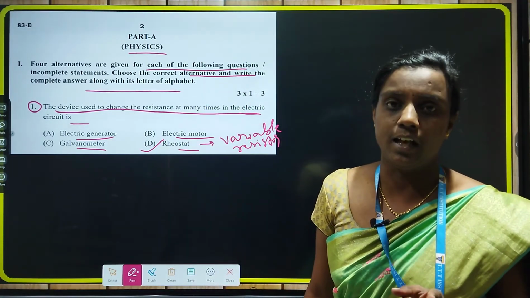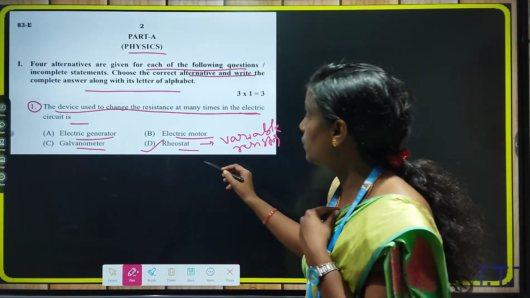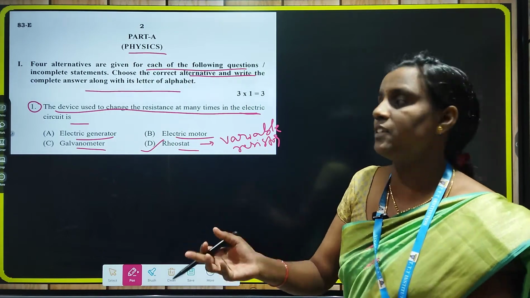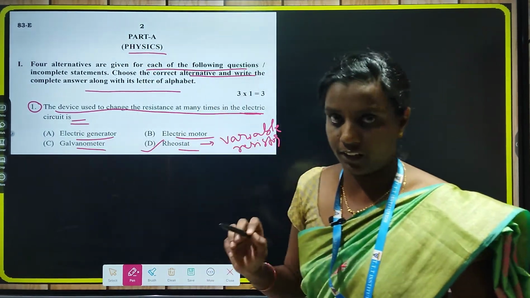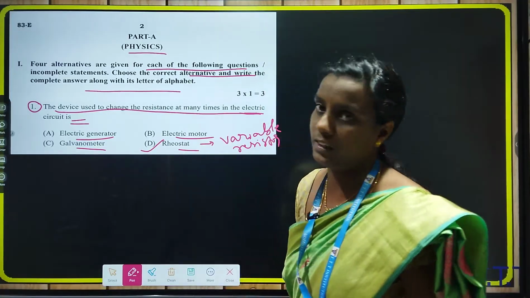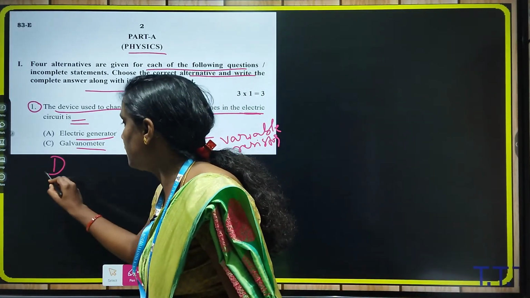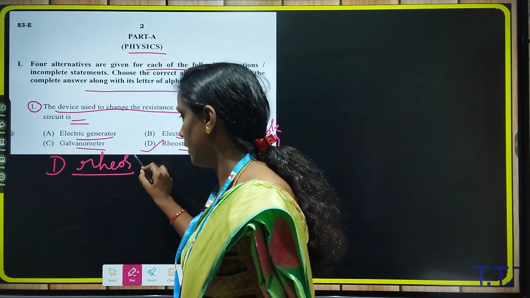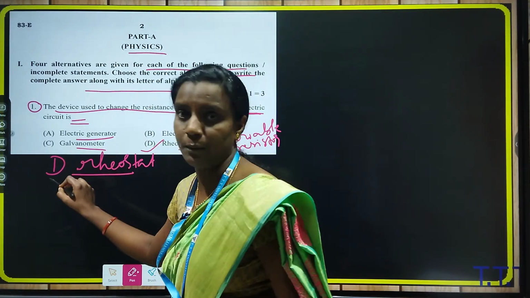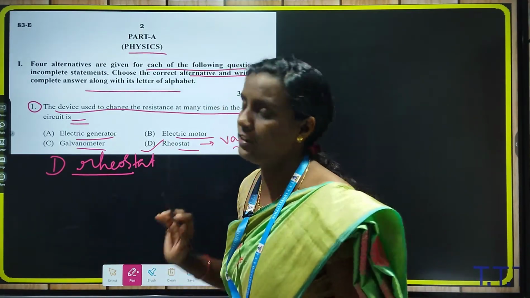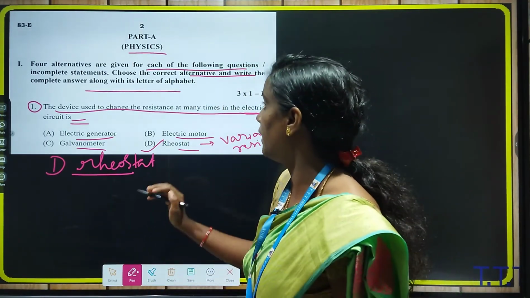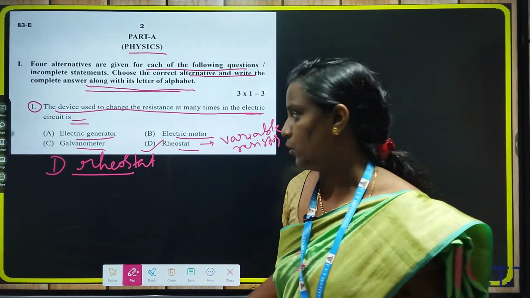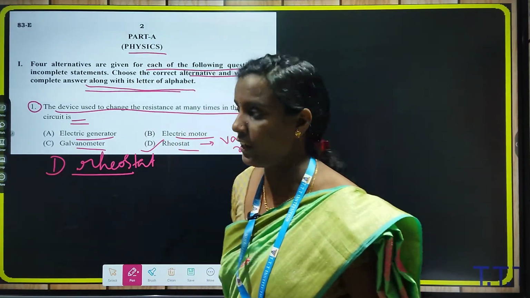D is the correct answer, where we use the rheostat as the variable resistor to change the resistance in the electric circuit. So, rheostat is the correct answer. Option D, then write the answer rheostat. Without writing the option D, if you write only the answer, marks will not be allotted. You have to write it, because they have told us to write the answer along with its letter of alphabet. So, D rheostat, okay children.